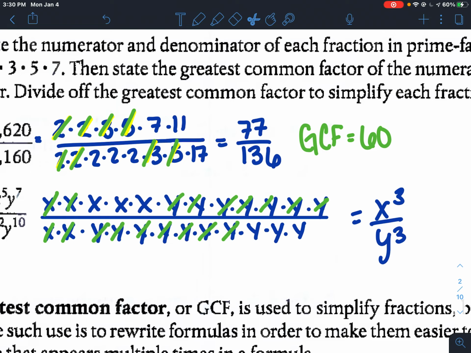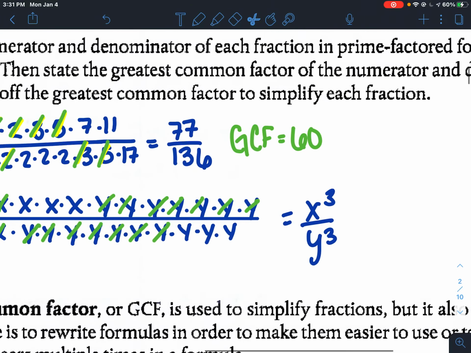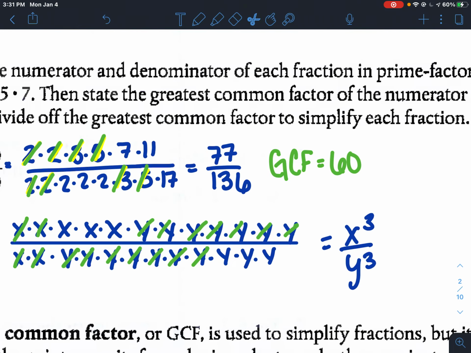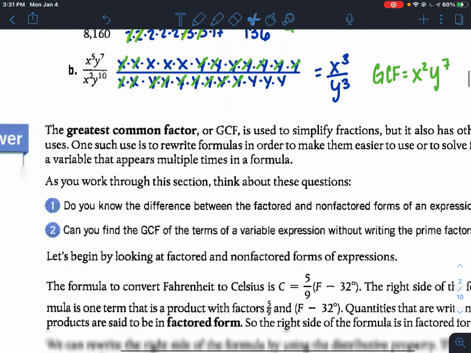That's it simplified, reduced to simplest form. So my GCF, remember, is everything that I have crossed out. What I can cancel on the top and cancel on the bottom. It's the thing that they have in common. So I canceled out 2 x's, so x squared, and 7 y's, so y to the 7th.